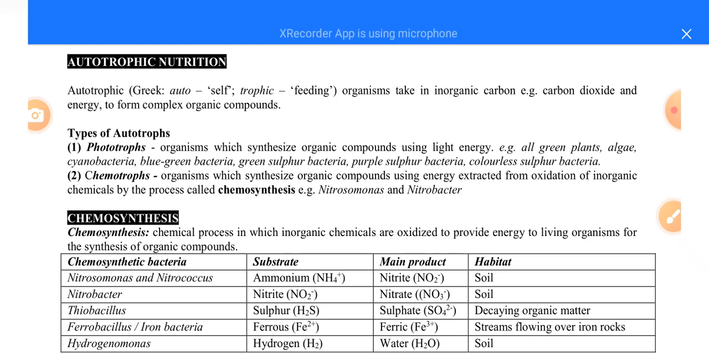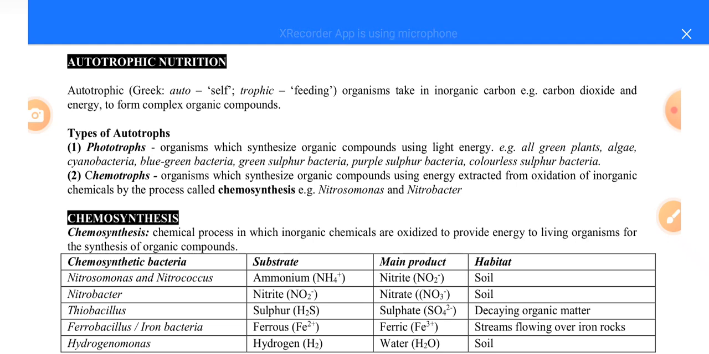The word auto means self and trophic means feeding. When we combine auto and trophic, we get self-feeding: organisms which can feed themselves. These organisms take in inorganic carbon, for example carbon dioxide, and energy in the form of sunlight, to form complex organic compounds. In simple terms, they use light majorly to form complex organic compounds.